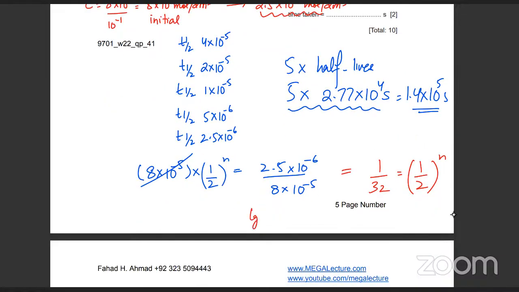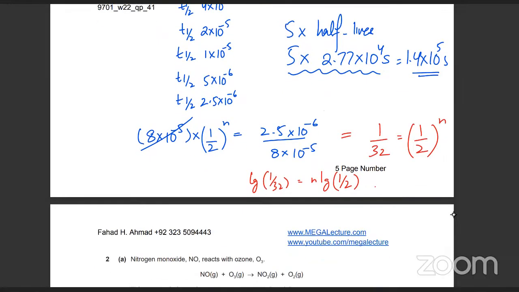The other way is you take log. So it's log of 1 over 32 on both sides, and the log on the right side will become n log of half. Okay, what do you do on the calculator? You have to find n. N is basically going to be log of 1 over 32, divided by log of half. Again, if you don't know log, it's all right. You can just stick with this method.